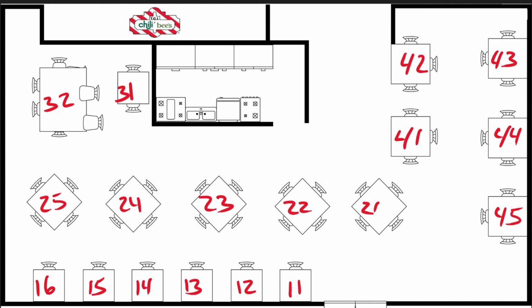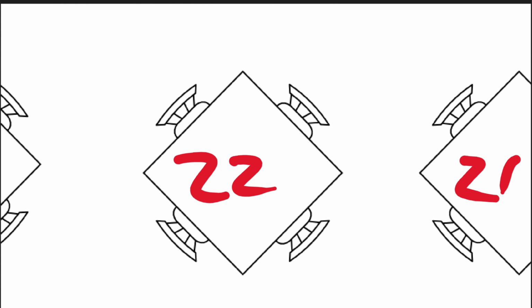Most restaurants will also give each chair or seat its own number. That way, every single guest in the restaurant can be uniquely identified. Let's get a close-up on an individual table to see what those seat numbers look like.